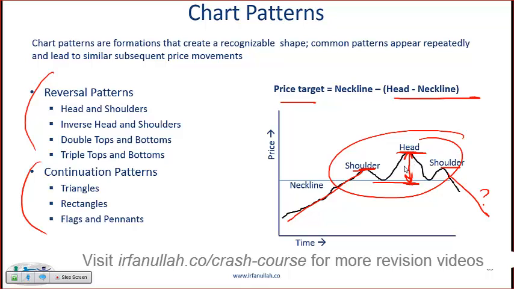Let's say this distance is 5, and let's say the neckline is at 50. Then what you expect the target price to be is 50 minus 5, which is 45. Now this is again not a hard and fast rule. It's just based on observations in the past. When technical analysts have seen this sort of a pattern, they predict that the trend will reverse, and they predict that the price will end up being 45. 45 again being, start with the neckline as your base and then minus the distance from the head to the neck.